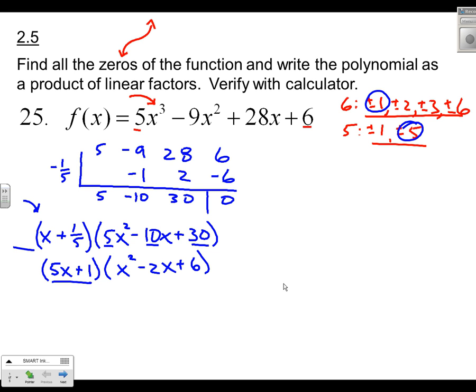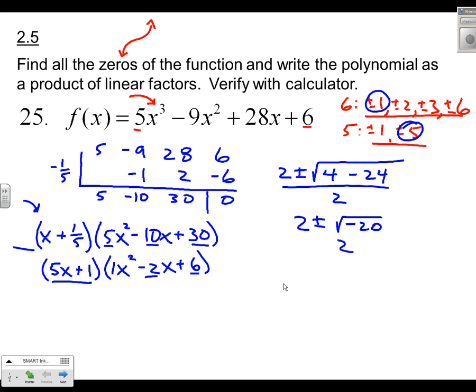So the quadratic formula would give me the opposite of b, 2, plus or minus the square root of b squared, that is negative 2 squared, 4, minus 4 times a, 1, times c, 6, so minus 4 times 1 times 6, minus 24, all over 2a, 2 times 1, 2. That gives me 2 plus or minus the square root of negative 20 on 2. And you say, oh, we don't have any zeros. Well, once again, we knew that when we saw the graph. The graph only had 1 zero. It only had a zero at negative 1/5.